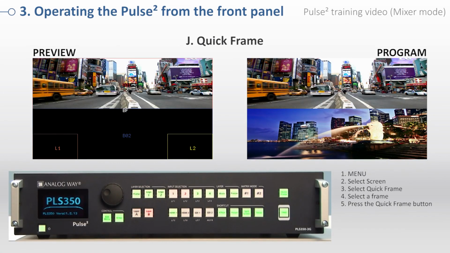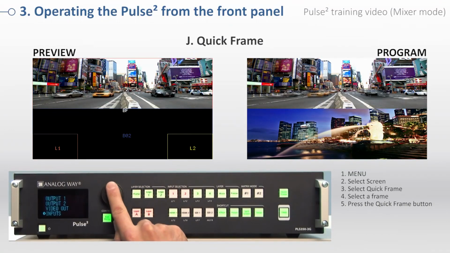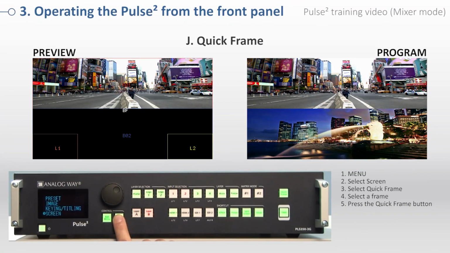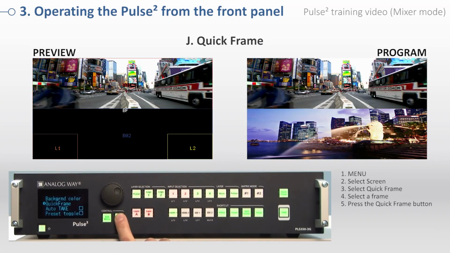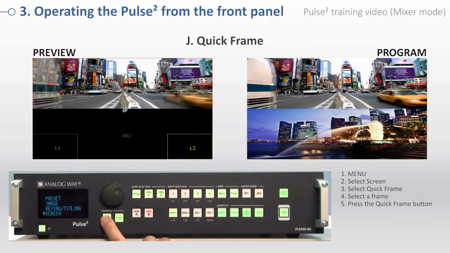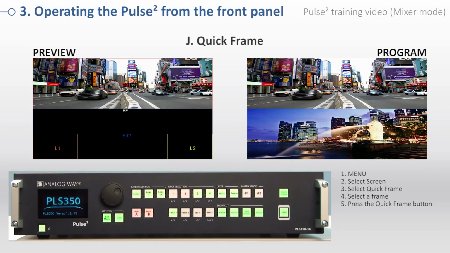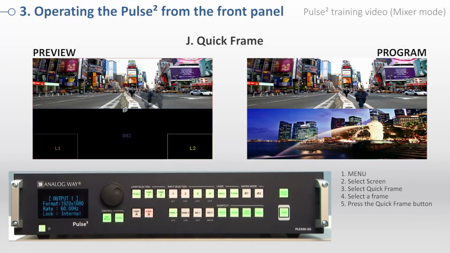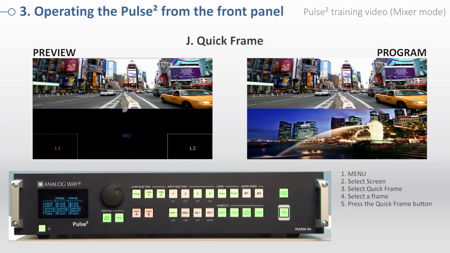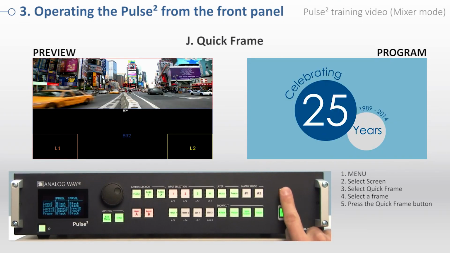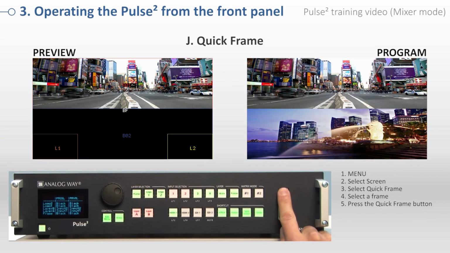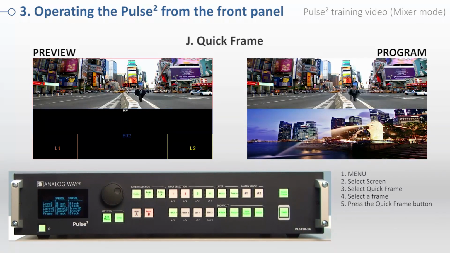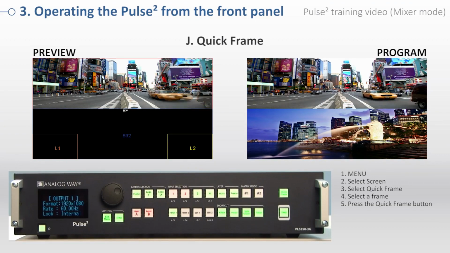Quick Frame. To configure the Quick Frame using the front panel, enter the menu by pressing Exit Menu. Select and access Screen Settings. Select Quick Frame, press Enter again, select the frame you want to assign to the Quick Frame, press Enter. At any time during your show, you can press on the front panel's Quick Frame button to display the frame previously configured. Press again to disable the feature. Enabling this feature is safe. You will not lose your presets.